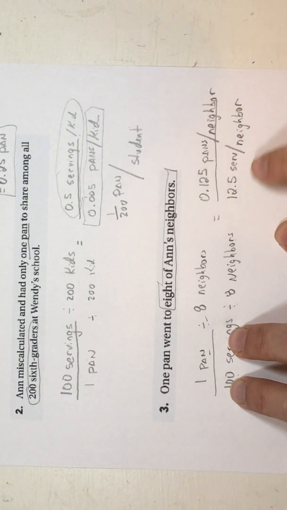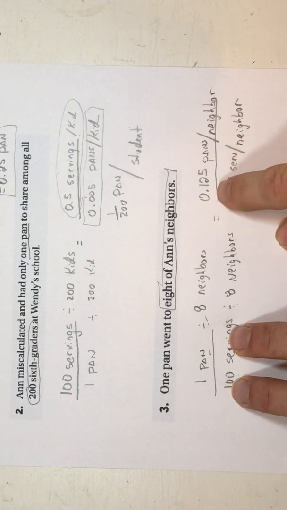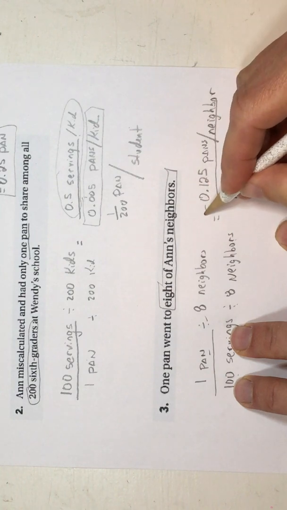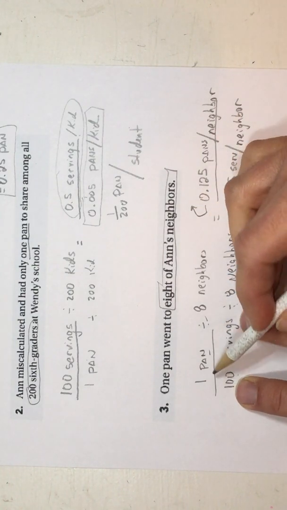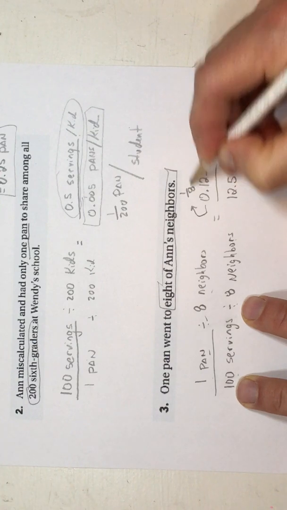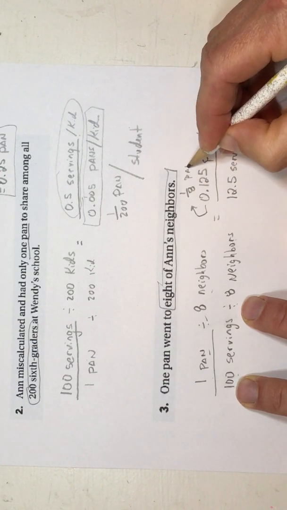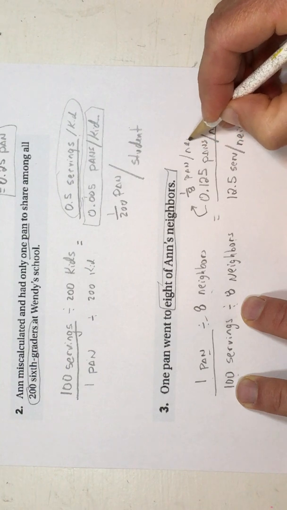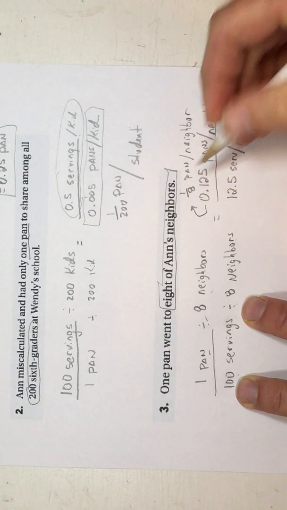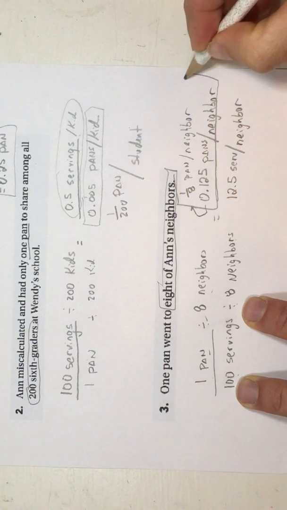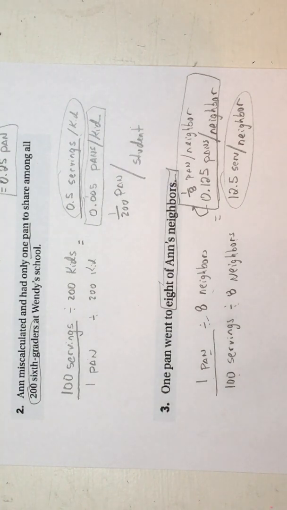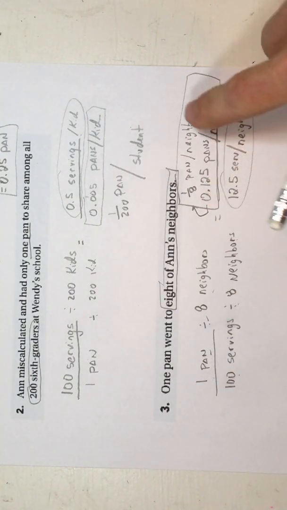Okay, so the question asks us to figure out how many servings per neighbor. It asks us to figure out what decimal of a pan per neighbor. And it also asks us what fraction of a pan per neighbor. So one pan shared 8 ways, each neighbor would get 1/8 pan per neighbor, which is equivalent to this decimal. So these two go together, and that's how you could use ratios to find these answers out.